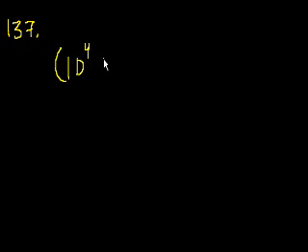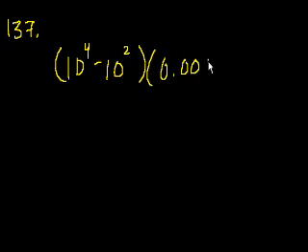Problem 137. I'll do it in yellow. A bar over a sequence of digits in a decimal indicates that the sequence repeats indefinitely. What is the value of 10 to the 4th minus 10 to the 2nd times 0.0012, and then this 12 will just keep repeating over and over again.